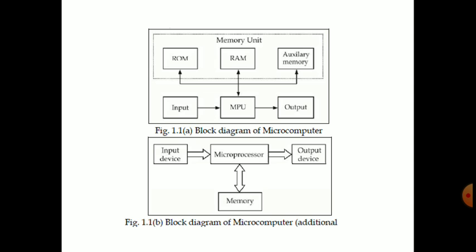Same input device, output device, and there is a MPU, that is microprocessor unit, and there is a memory unit, simplified memory unit. In the first block diagram, you will see the different blocks in this memory unit, that is separate RAM, separate ROM, and auxiliary memories. But in the below diagram, we represent the whole RAM, ROM, and auxiliary memory as a single unit, that is a memory unit. So you can draw any of the block diagrams in the exam, but now you must draw two block diagrams. Please everyone draw these block diagrams.